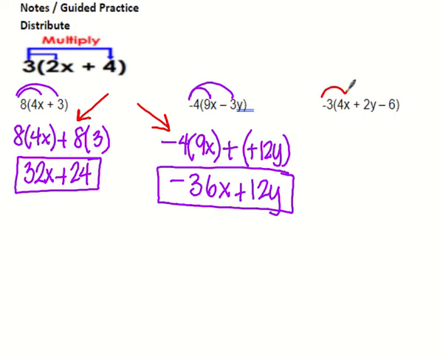All right, and then distribute your negative 3 again. Negative 3 times 4x, negative 3 times positive 2y is negative 6y, and negative 3 times negative 6 is positive 18.